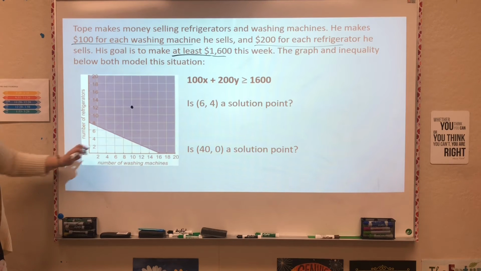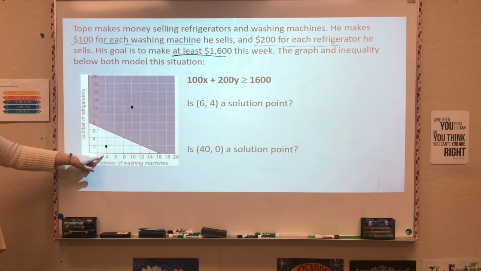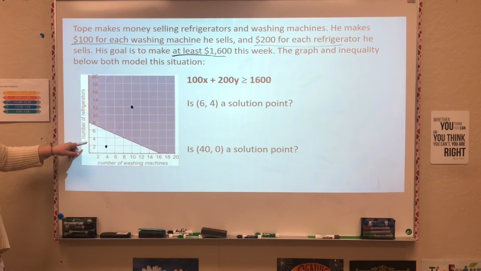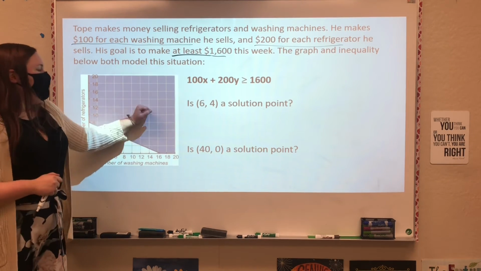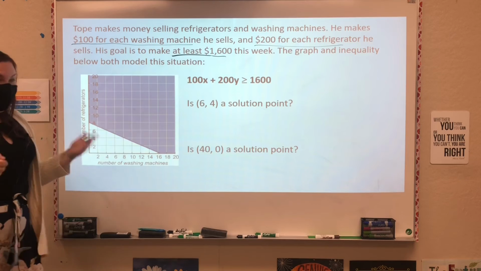One more like that. This point here, what does that point mean? It means he sold 4 washing machines and 2 refrigerators, which means he did not reach his goal. Yep, 4 washing machines, 2 refrigerators, didn't meet his goal. So over here, we're relating it now to solution points.